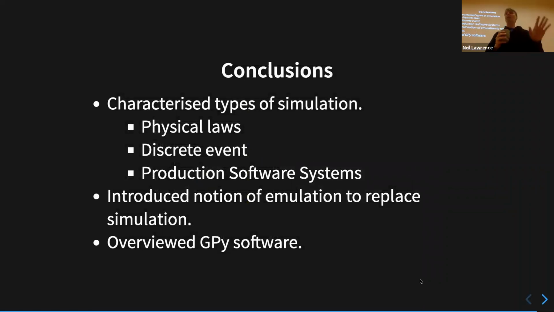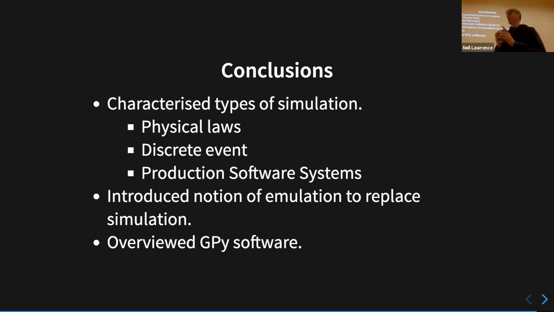So from today, we've done a few things. We've summarized our characterization of different types of simulations we might use: physical laws, discrete event simulations, production software systems. I should probably re-emphasize the whole notion of abstraction that's always going on in these simulations that allows us to speed things up. And we've introduced the notion of emulation to replace simulation, and we've overviewed the GPy software.